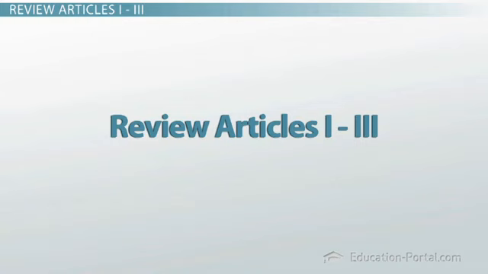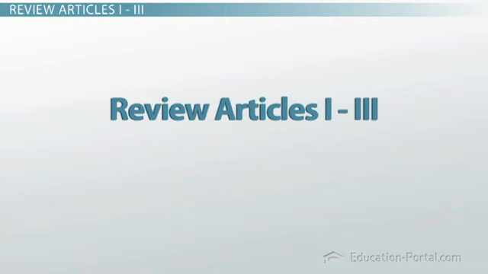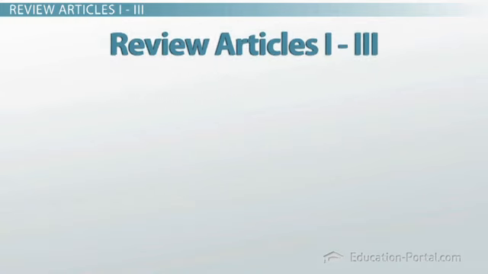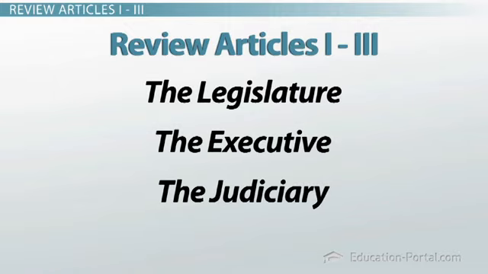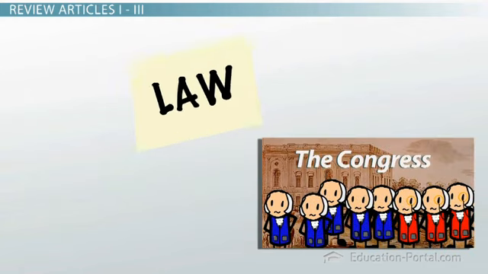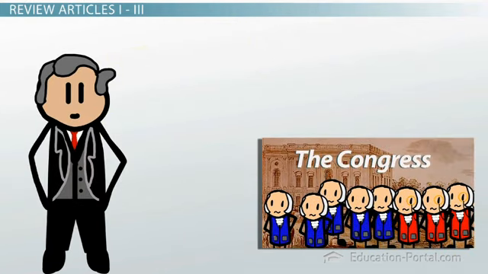So let's review Articles 1 through 3. The first 3 articles of the Constitution establish the branches of the U.S. government: the legislature, the executive, and the judiciary. This brilliant system is designed to divide the powers of the government so that each branch keeps the others in check. The Congress makes laws, but the President can veto those laws.